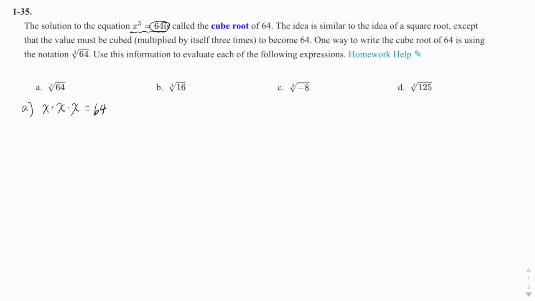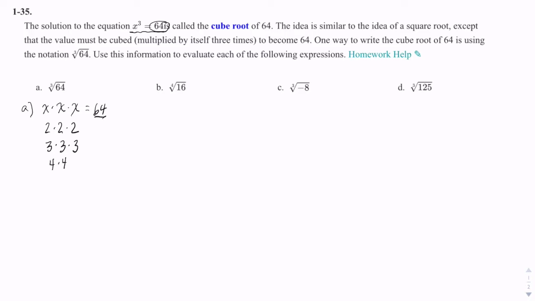So at this point, we're going to use kind of trial and error, guess and check. So I could use 2, right? I could try 2, and I could say 2 times 2 times 2. 2 times 2 is 4 times 2 is 8, so that's not right. Then I could try 3 times 3 times 3, right? 3 times 3 is 9. 9 times 3 is 27. We're getting closer to 64, but not there yet.